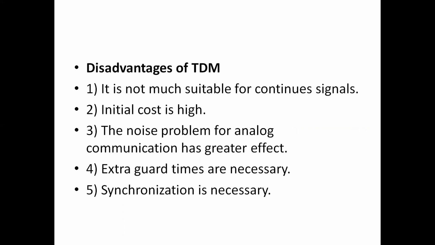Some disadvantages are also there. It is not very suitable for continuous signals. The initial cost is high. The noise problem for analog communication has a greater effect. Extra guard times are necessary and synchronization is also necessary. So we can weigh our options whether to use TDM or FDM based upon our requirement. We will know more about it when we study FDM in the next lecture.